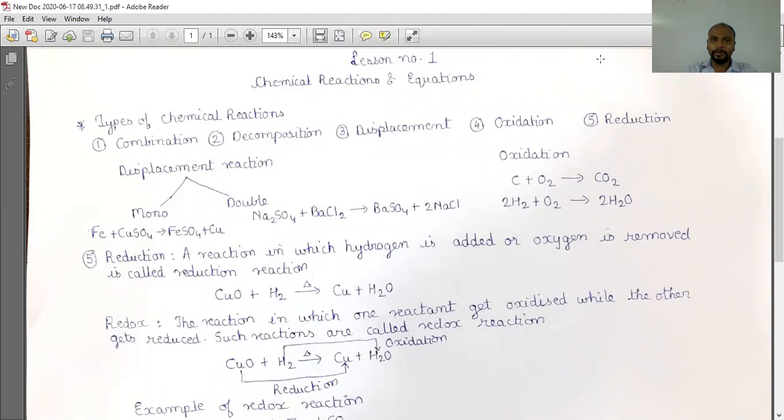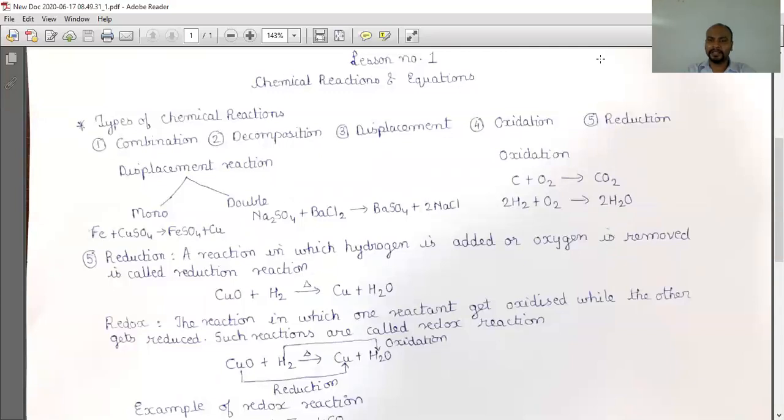In the earlier video of lesson number 1, chemical reaction and equations, we had discussed types of chemical reactions. There are 5 types of chemical reactions: combination reaction, decomposition reaction, displacement reaction, oxidation reaction, and reduction reaction. In the last video, we had discussed displacement reaction and oxidation reaction.